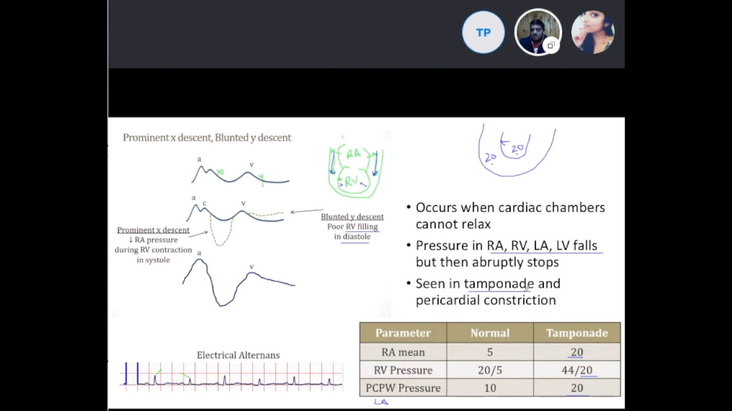So this is seen in tamponade and pericardial constriction, that these pressures, when they can't relax, they'll get really high. So they're higher than normal, but then they'll only go up to a certain point and then just stop because the pressures will equalize, essentially. So just know that you will see high pressures, but at some point they will just equalize.